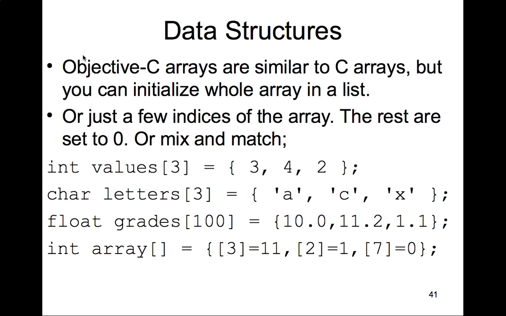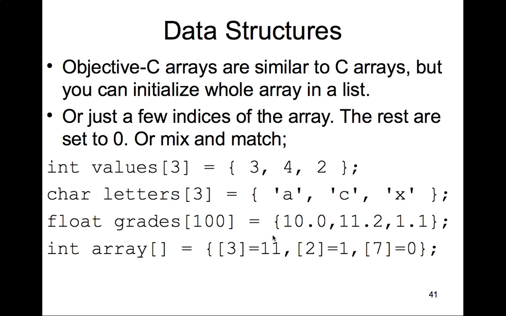Here's examples of what I'm talking about. So initialize the values, 3 indices, or 1, 2, 3. That's the traditional style of doing it. Character letter 3. We have 1, 2, 3 is another kind of way of doing it. Well, here's a different one where we said float grades 100, but we're only initializing 3. And the rest of them are all zeros now.